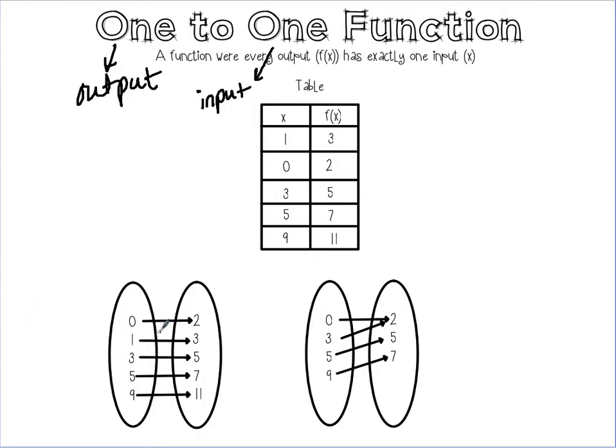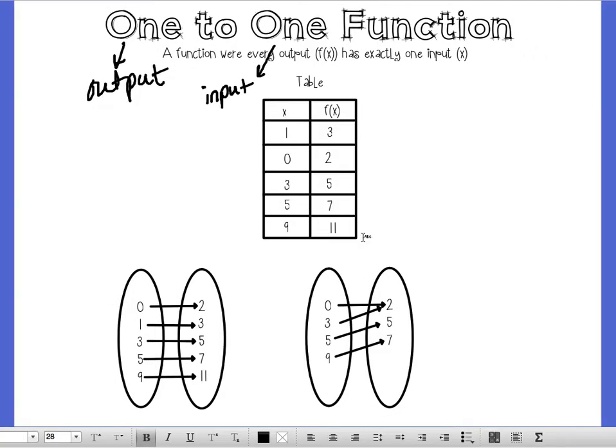So when you're looking at the Venn diagrams, first it has to be a function. So every one-to-one function is a function. Only some functions are one-to-one. So we can write that down. All one-to-one functions are functions. Some functions are one-to-one.